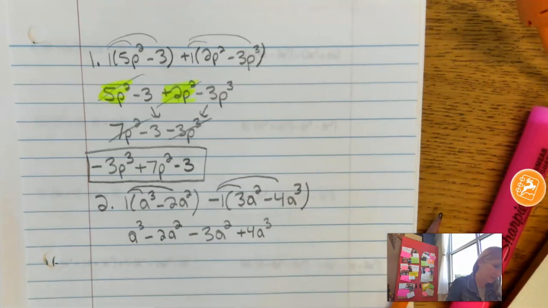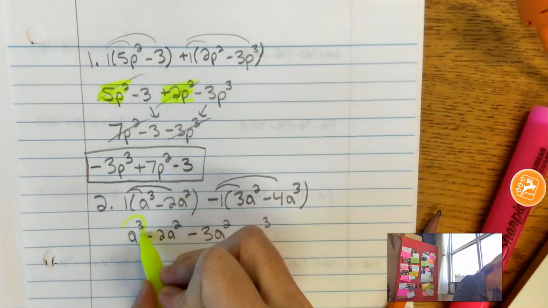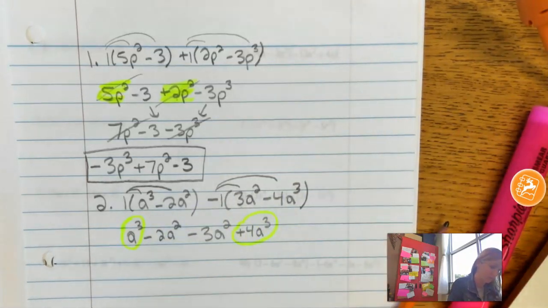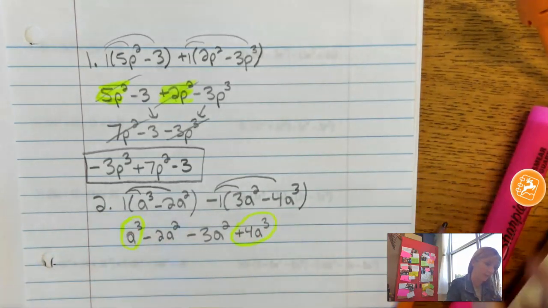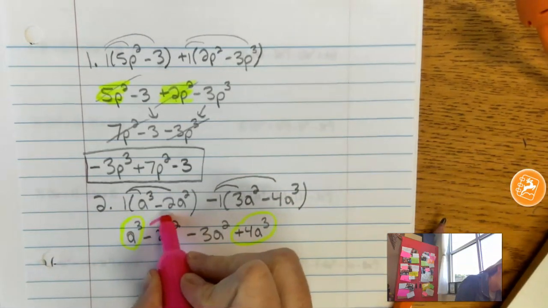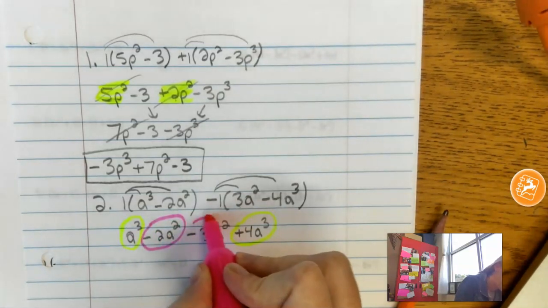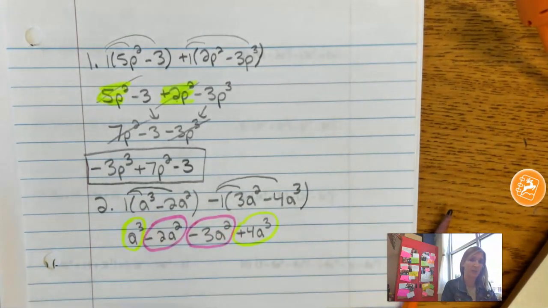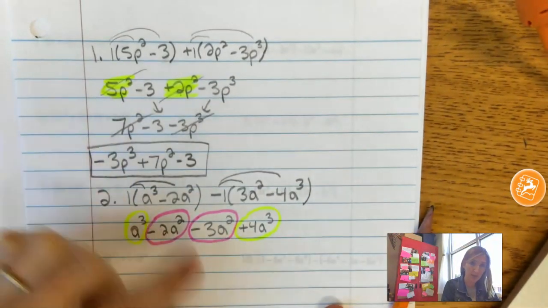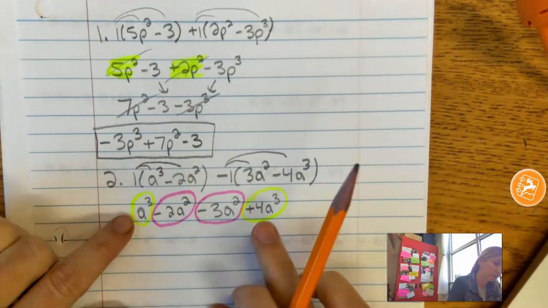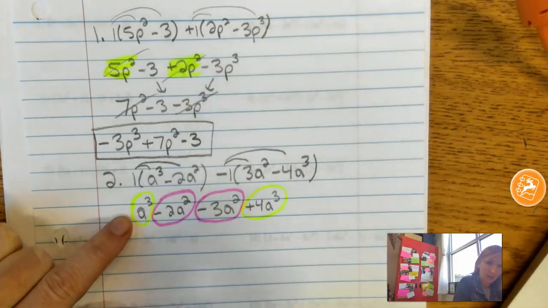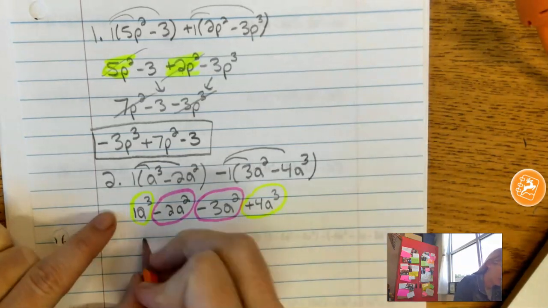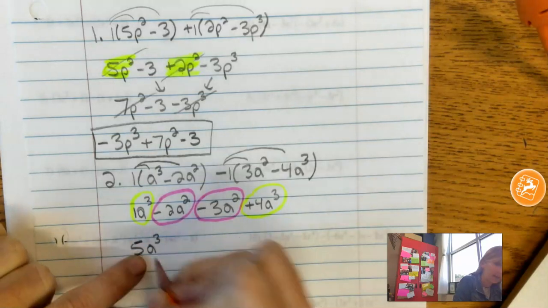I hope that you said a cubed and 4a cubed are like terms, same variable a and the same exponent. And then negative 2a squared and negative 3a squared, same variable, same exponent. I cannot combine all four of them because they have different exponents. So let's start off with these two. The coefficient here, if I don't see anything, I can assume it's a 1. So 1 plus 4 is going to give me 5, 5a to the third.